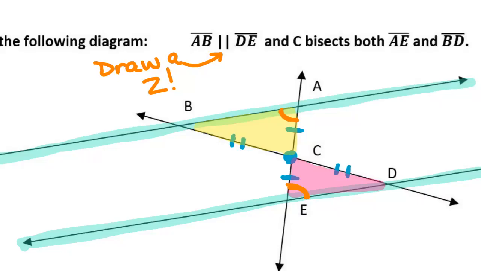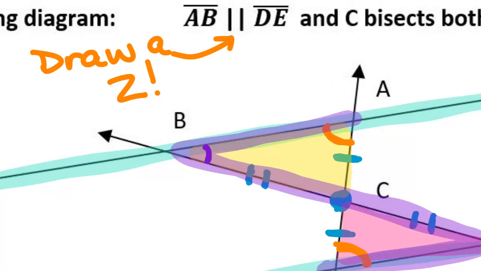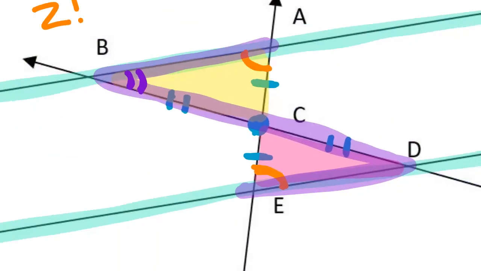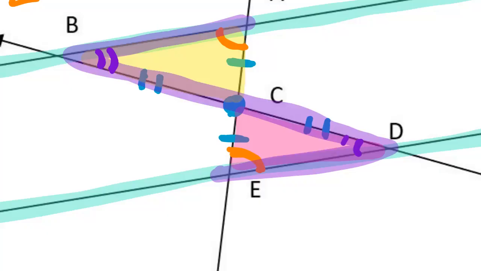I could have gone the other way with my Z shape. I could have gone this way, in which case I would have found this pair of alternate interior angles.